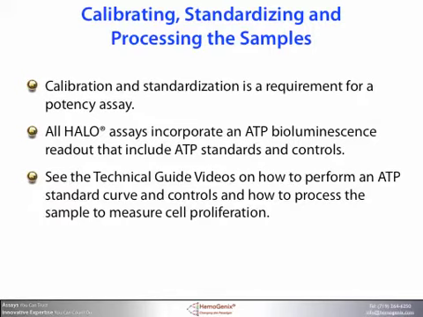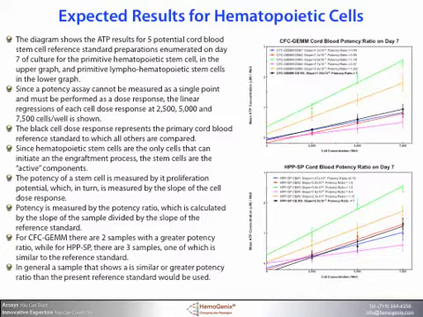Calibration and standardization is a requirement for a potency assay. All HALO assays incorporate an ATP bioluminescence readout that includes ATP standards and controls. Please see the technical guide videos on how to perform an ATP standard curve and controls and how to process the sample to measure cell proliferation.